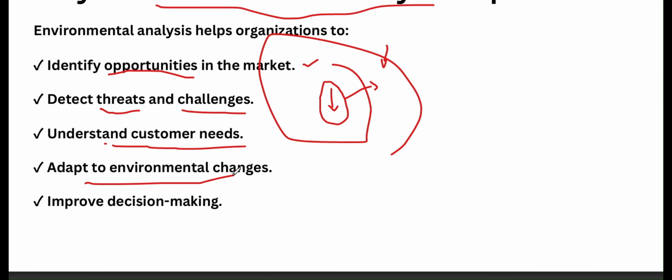So when we consider the external environment, there might be different laws and regulations changing according to, maybe, the politics changing in that particular area. It can also be the seasonal changes that are happening, right? So next one is improve the decision making.